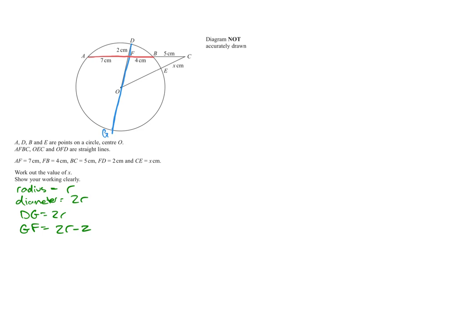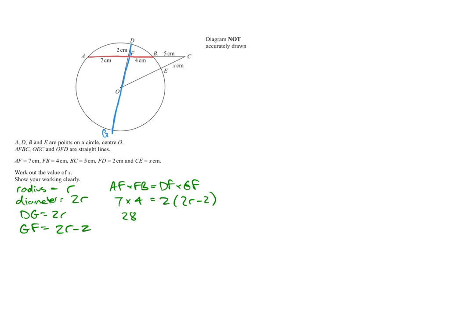Now I have my 4 lengths, so I can actually use my intersecting chord theorem. So I know from the theorem that AF multiplied by FB will be equal to DF multiplied by GF. So AF is 7, FB is 4, DF is 2, and GF is 2R minus 2. And you can see from here I have one equation with one unknown, so I'll be able to solve this and find the value of my radius.